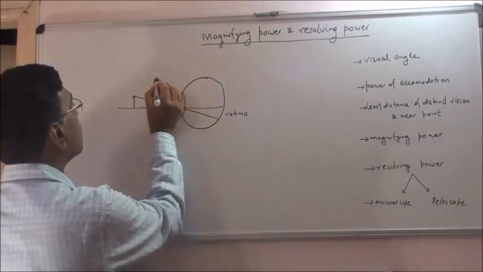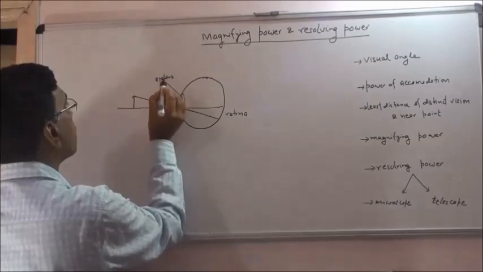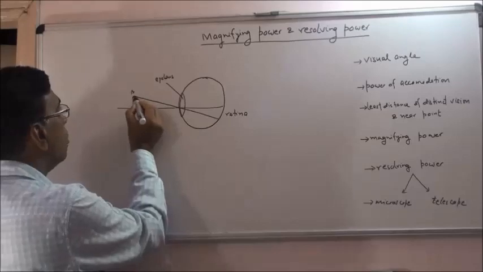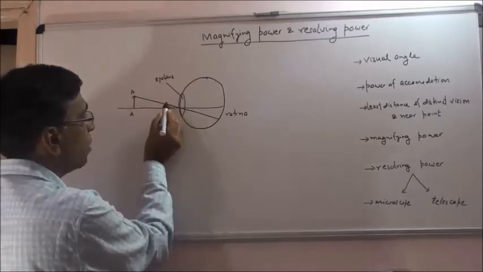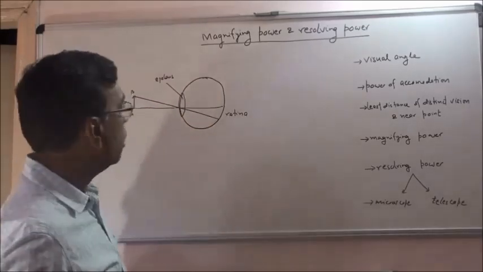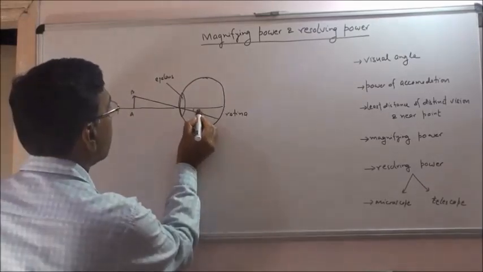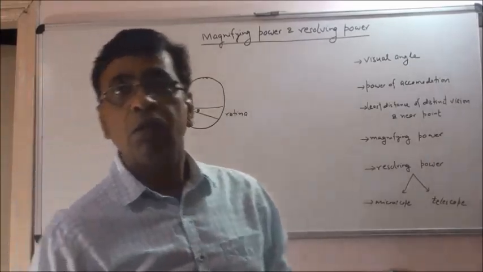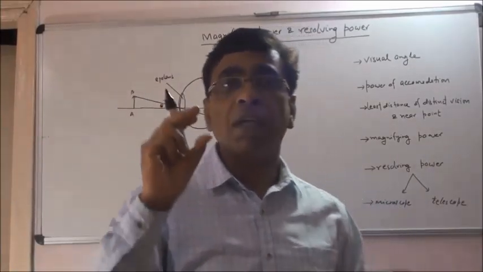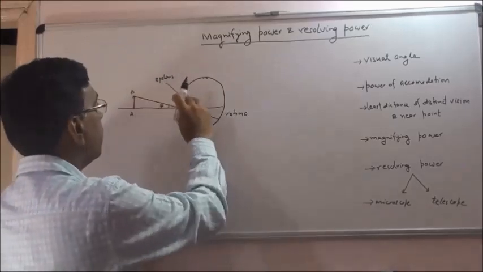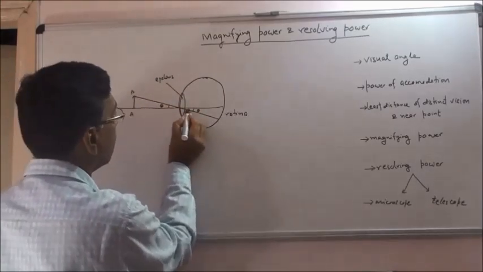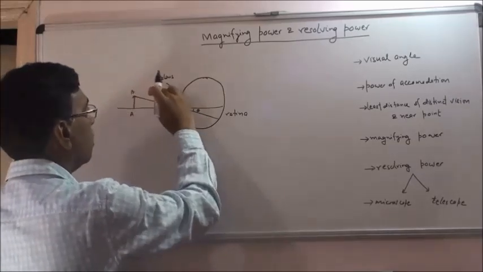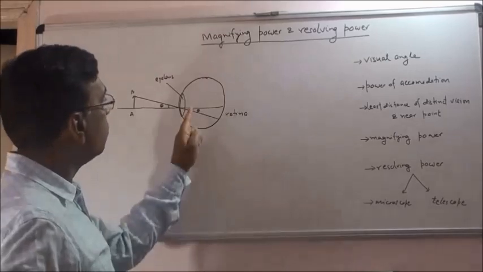This is eye lens. And this is the object. Let me say B. So, after passing through the eye lens, image is formed on the retina. This angle, we call it visual angle. So, visual angle is the angle subtended by the object at the eye lens. One ray, this one, another one can be taken this. This is the angle formed by this object at the eye lens. This is the visual angle.